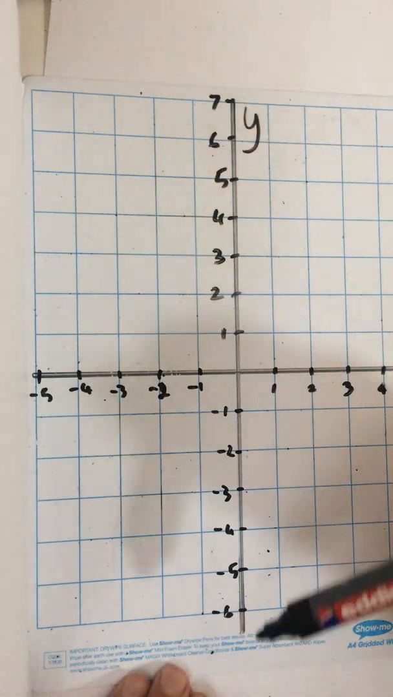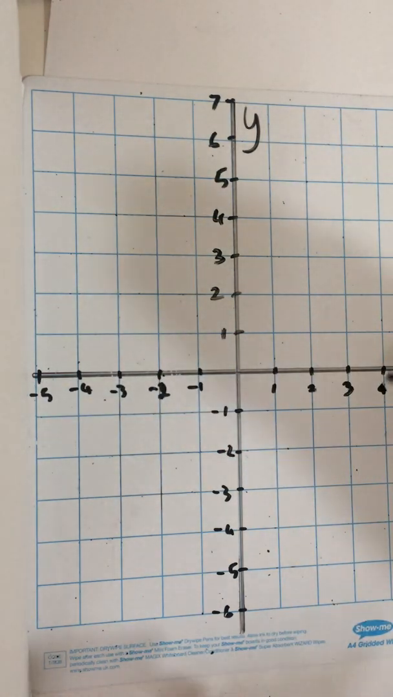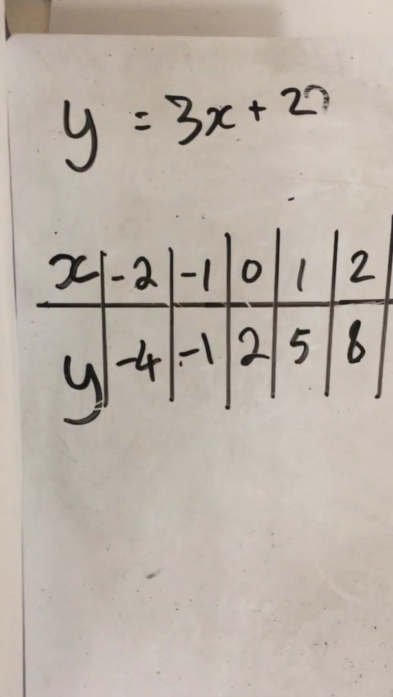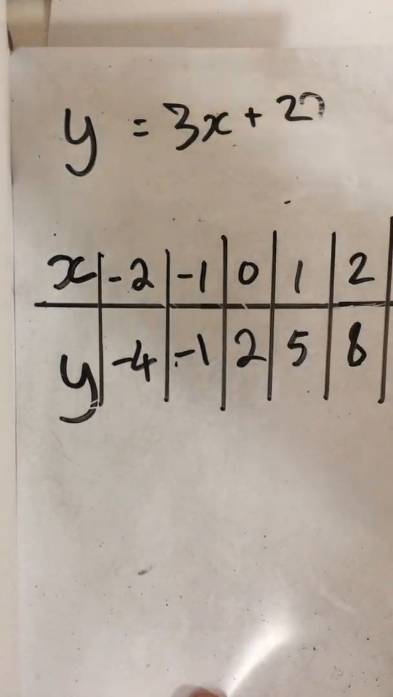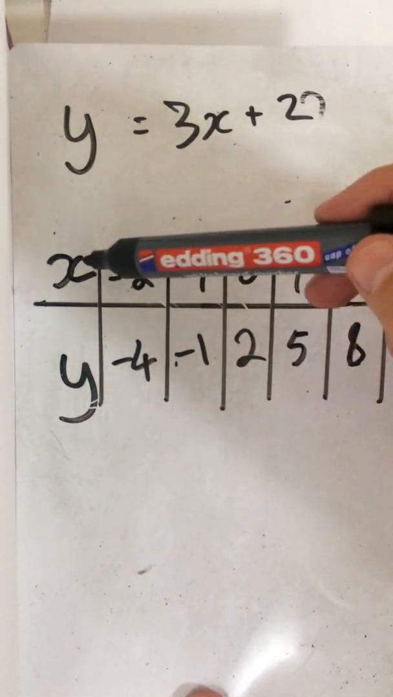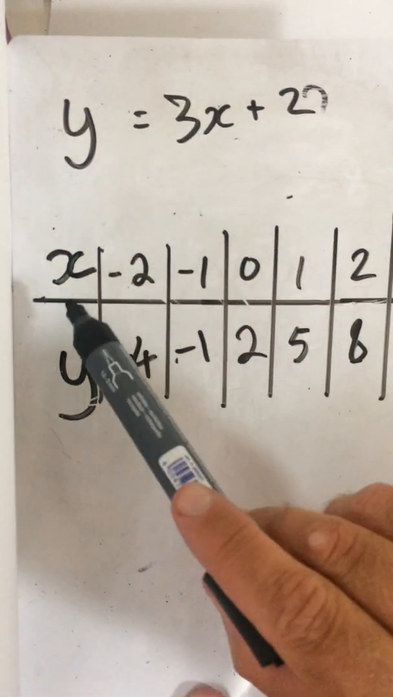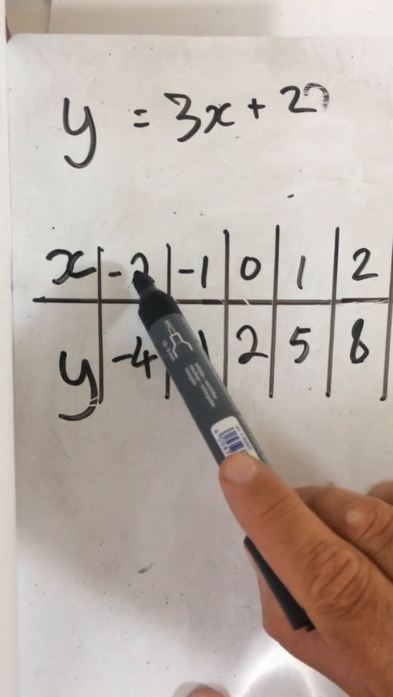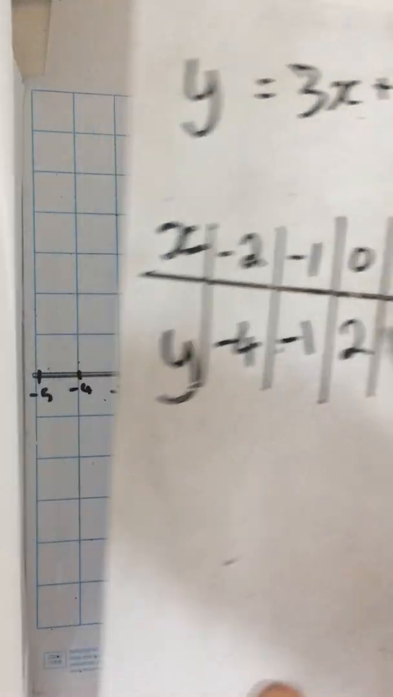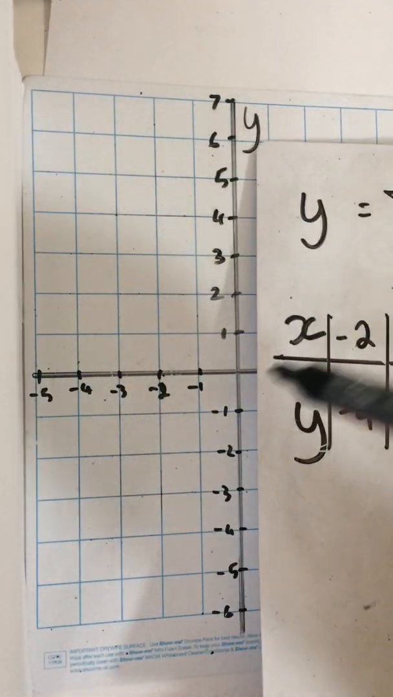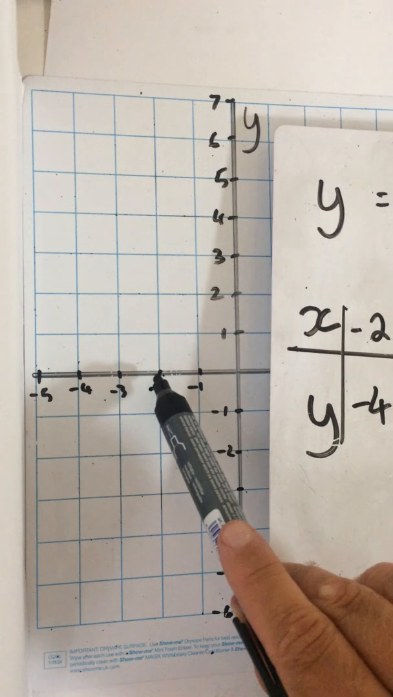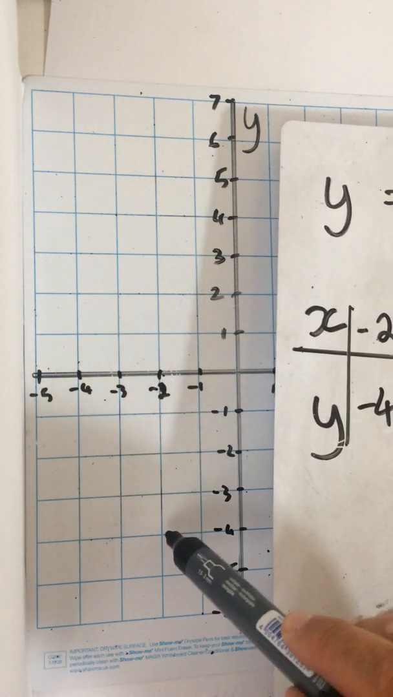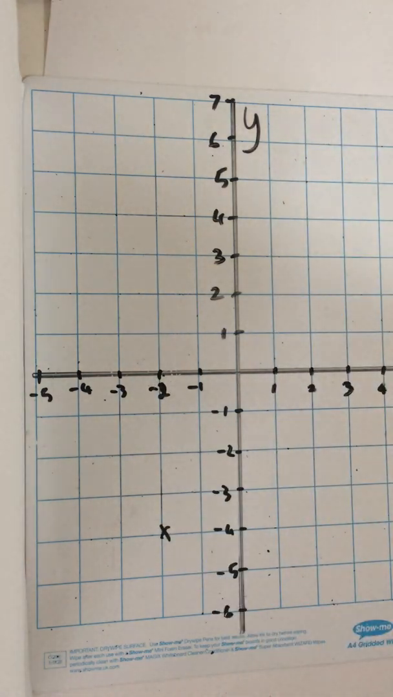I've obviously gone up to 7 and down to 6 and across to 5, and it does go to 5 on the other end. So here I have my workings, the box with all my information and where my coordinates are. So on -2 on the x-axis, I go to -4 on the y. So I'm going to go to -2 on the x, down to -4 on the y-axis, and then mark that on. Okay, so that's my first point.